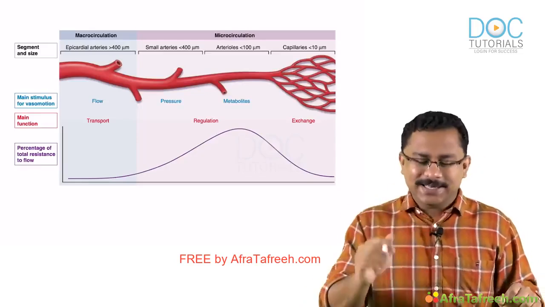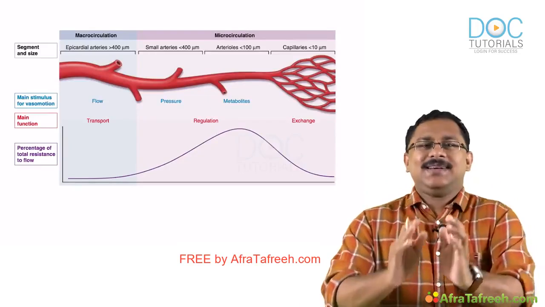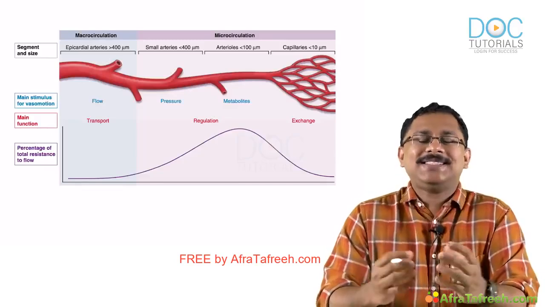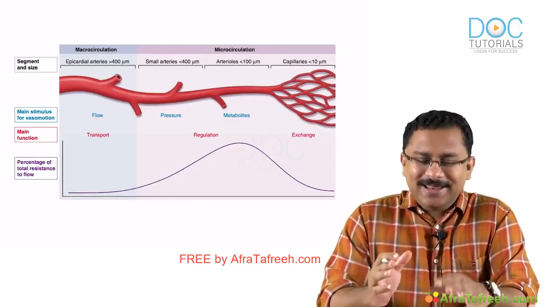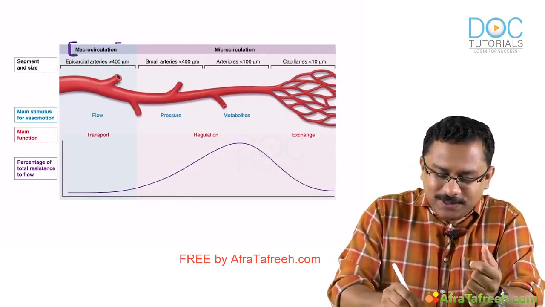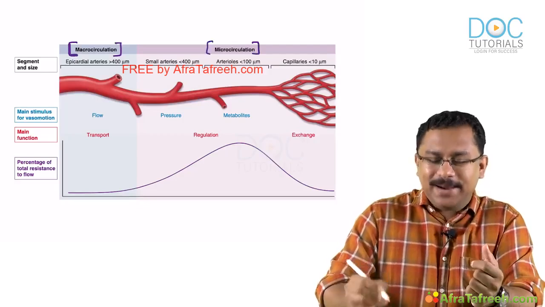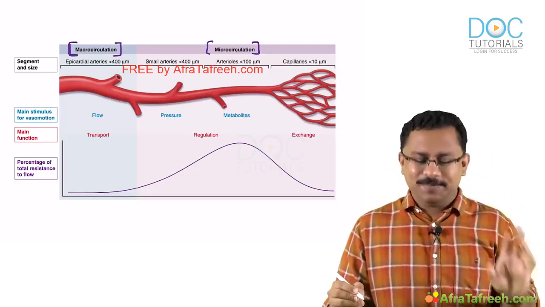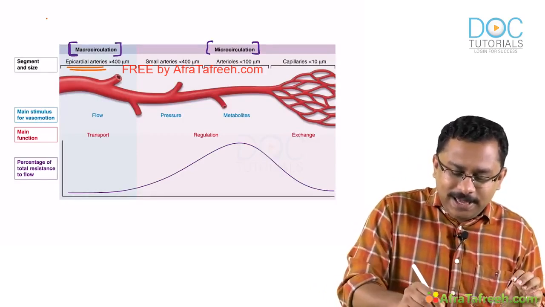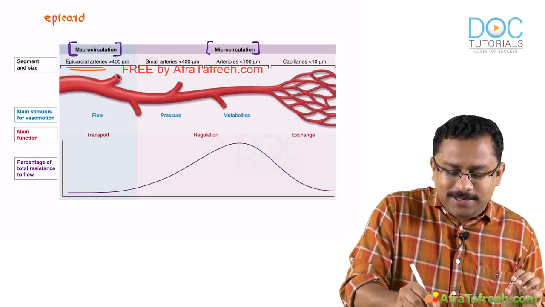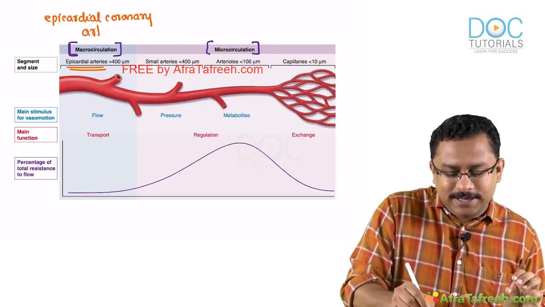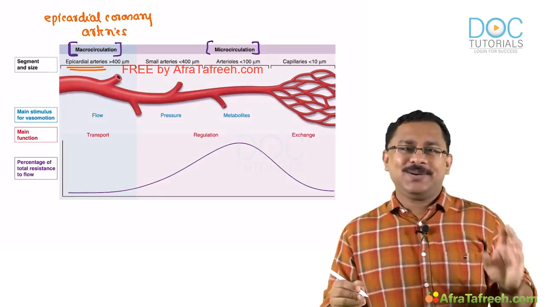Now focus on this picture, a simple one. Everyone knows that the myocardium is perfused by the coronary arteries. In the coronary circulation supplying the heart, you have a macro circulation as well as a micro circulation. Very simple. The macro circulation is contributed by the epicardial coronary arteries.